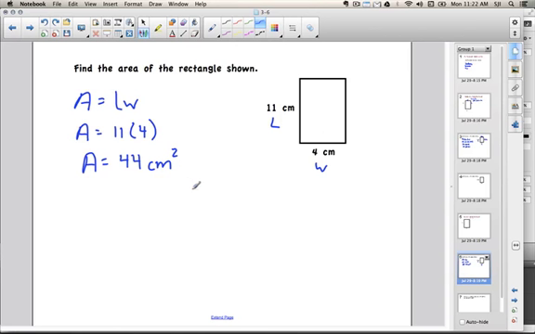And what a square centimeter is: imagine I have this little square right here, and it's 1 centimeter this way and 1 centimeter this way. That means if I had 44 of these little 1 centimeter squares, they would fit inside this rectangle right here. That's what a square centimeter is. So whenever we find area, you always have to go centimeters squared.